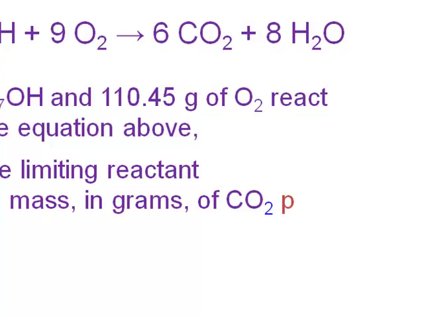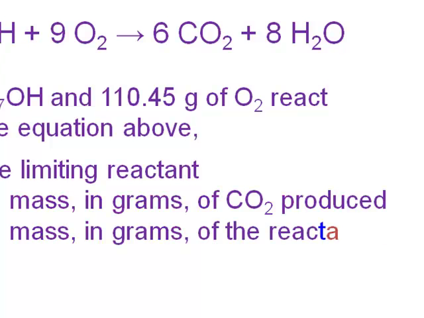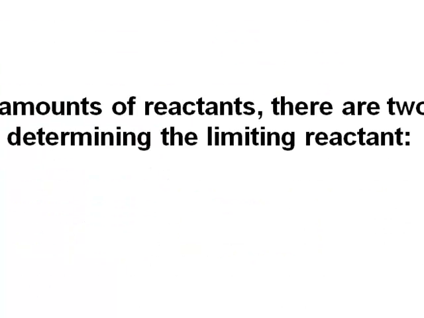So the first thing to do is determine the limiting reactant. That's step A. Step B would be calculate the mass in grams of carbon dioxide produced. And then the third step would be calculate the mass in grams of the reactant in excess. So this is a 3-step problem, A, B, and C. We must do A to get to B, and we must do A to get to C. So the limiting reactant is what we're going to do first.